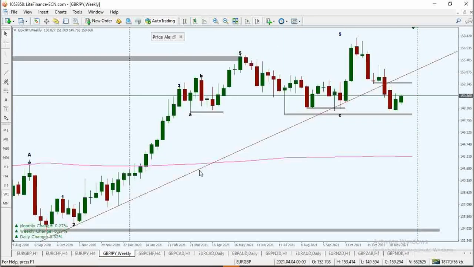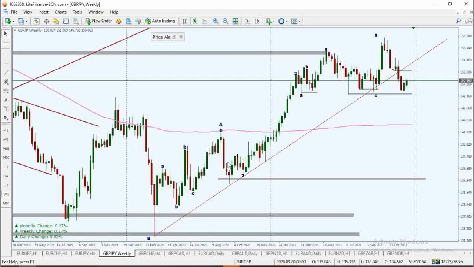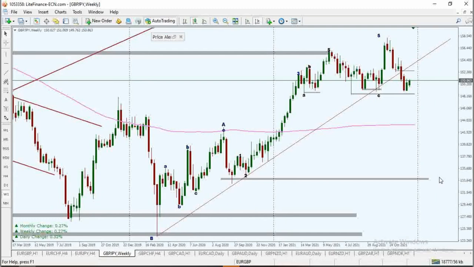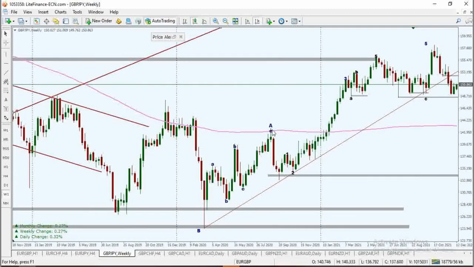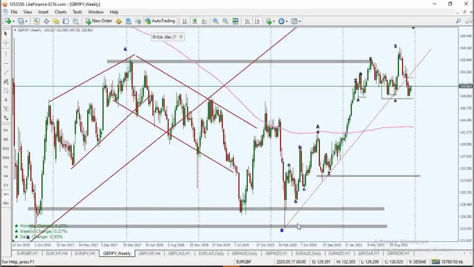Here we go on a weekly time frame. After a possible completion of the Y leg or the Z leg, right here in this zone, we had what could possibly have been a demand build-up. This was a demand build-up. In setups like this, I pointed out many times that this is a demand build-up.